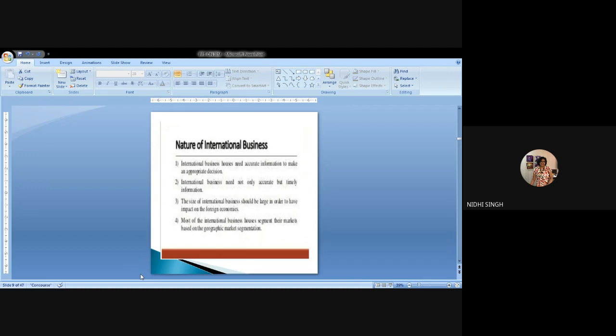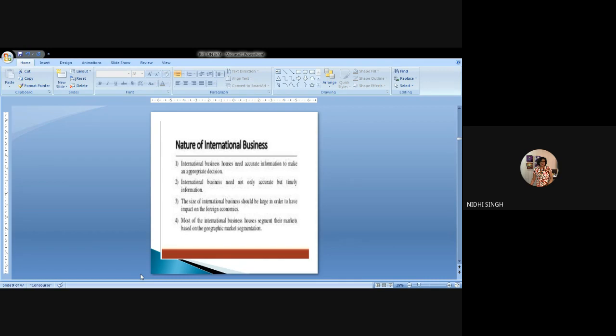Now, what is the nature of international business? First nature is accurate information for appropriate decision and timely information. Accurate information, if it does not come on time, it is useless. Then it should be large in order to have impact on foreign economy. The size of international business should be large.